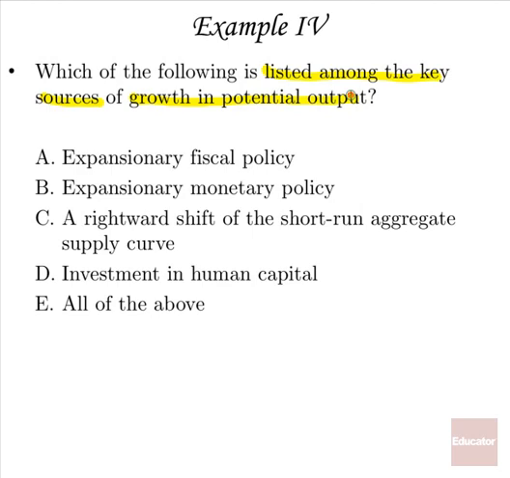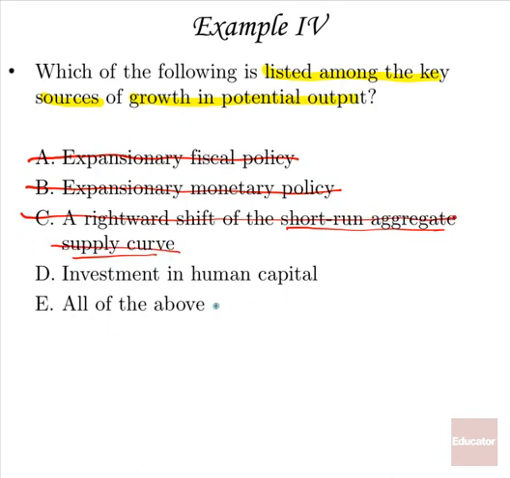Expansionary fiscal policy. Again, is that going to help out the long-run economy? And the answer to that is no. It's not going to really change an economy for the better in the long run. Again, it's more of a short-term solution here. Expansionary monetary policy. Again, you're just adding to the money supply or contracting it. You're not actually increasing the economic well-being in the long run here. A rightward shift of the short-run aggregate supply curve. Again, this has more to do with the reduction of nominal wages.